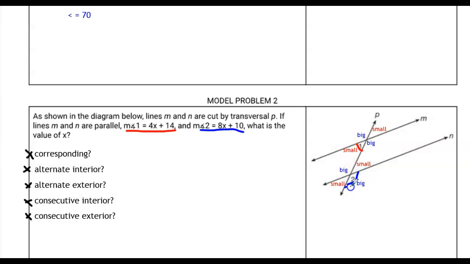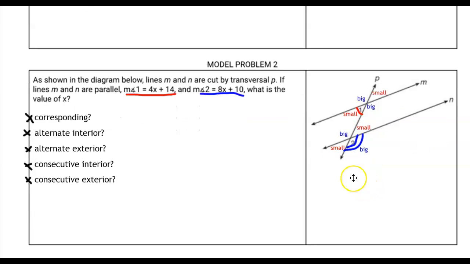Now, I should tell you that when I'm dealing with a transversal and two parallel lines like this, it turns out that all of the big angles are going to be congruent to each other, and all of the small angles are also going to be congruent to each other. It also turns out that the small and big angles have a relationship between each other as well. Let me summarize those relationships down here. To summarize, all the big angles are equal to the big angles, all the small angles are equal to the small angles, and a big angle plus a small angle is going to be equal to 180.